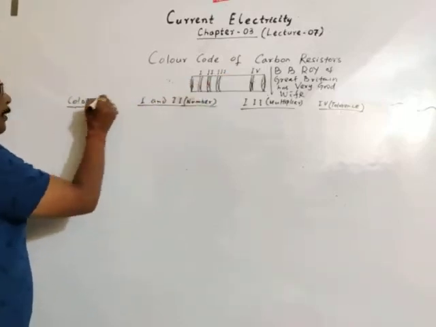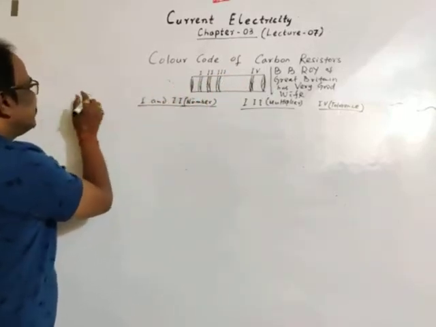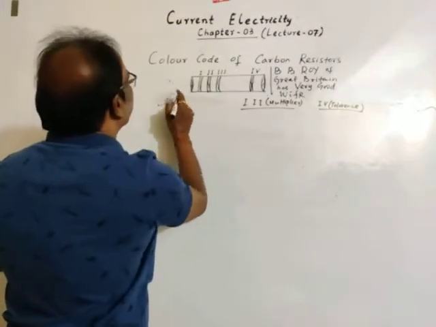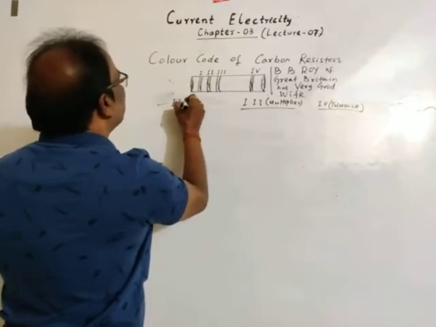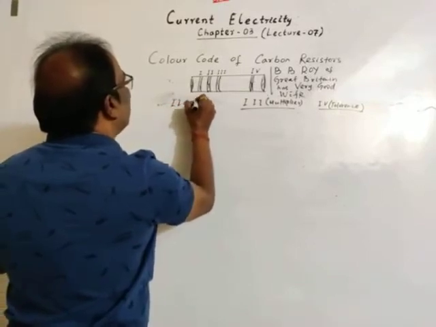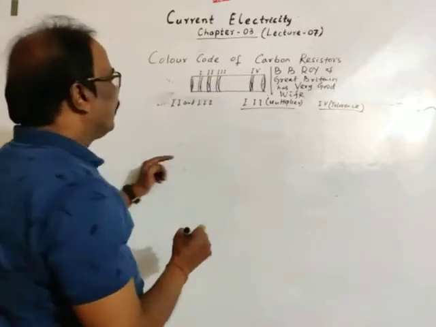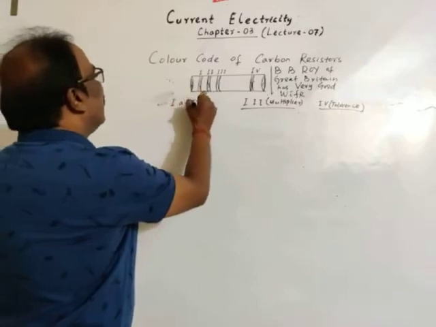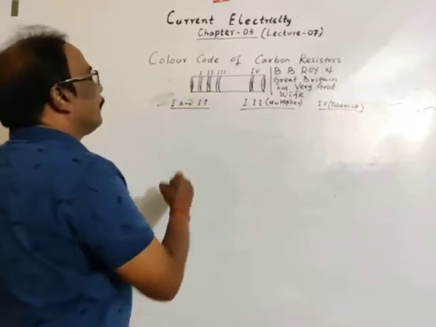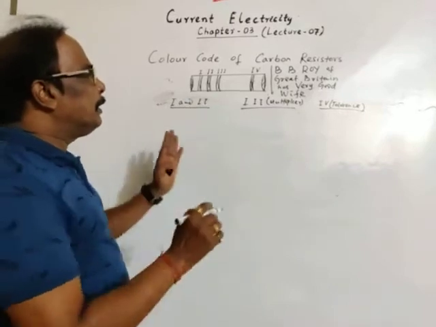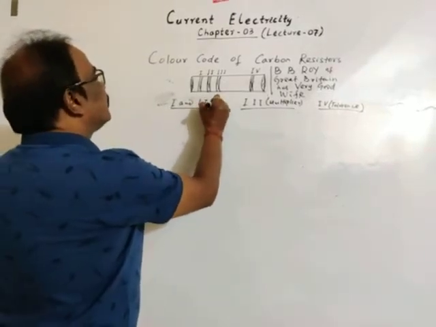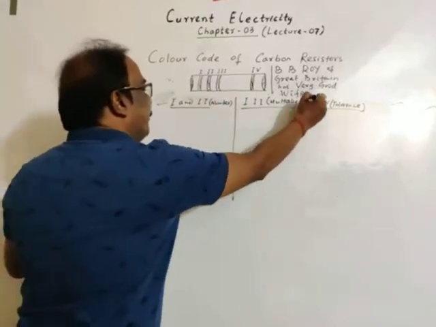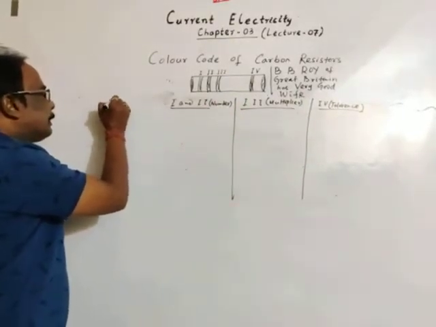Colors. Number one and two give us the magnitude of numbers. First, let's write the colors.